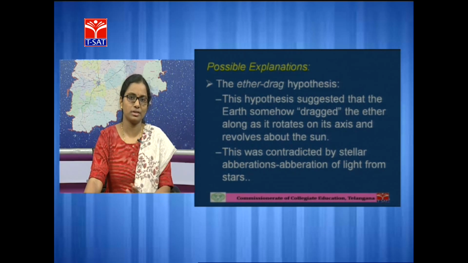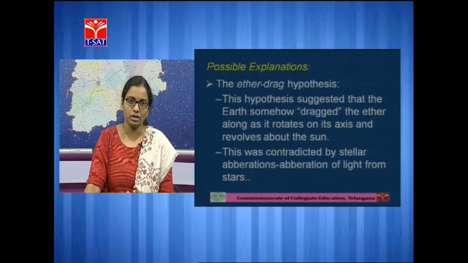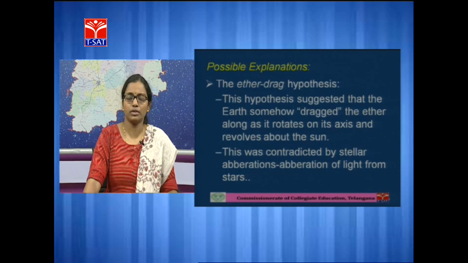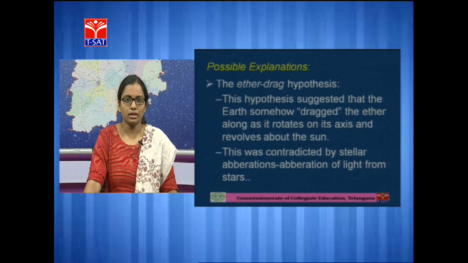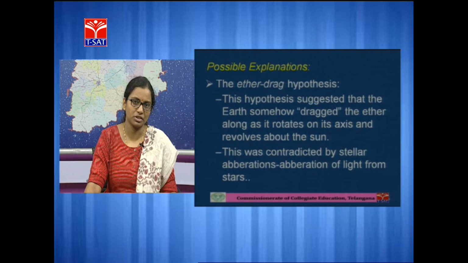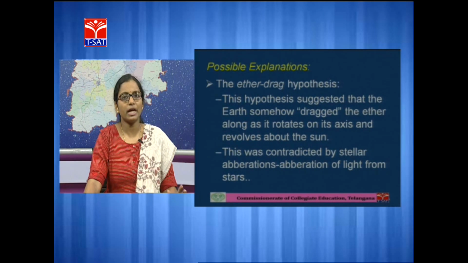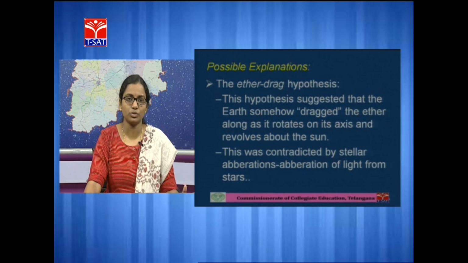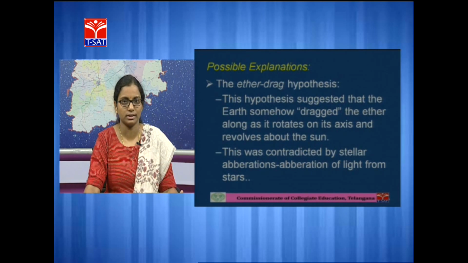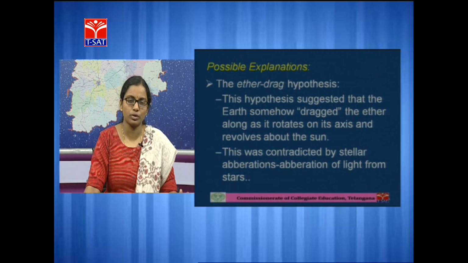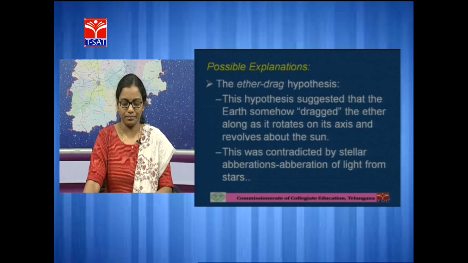But this hypothesis, the ether drag hypothesis, is also contradicted by a theory called stellar aberration, in which the aberration of light from the stars can be measured. When they conducted some experiments on these aberrations, they concluded that this ether drag hypothesis is not an exact explanation for the negative result of Michelson and Morley's interferometer experiment.